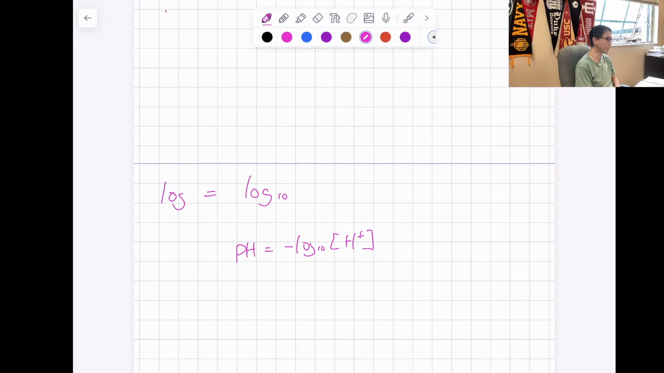So sometimes people ask, when do I use log? pH. You're going to use log a lot in different math classes and different science classes. For example, the earthquake scale. The earthquake scale is also in terms of logarithm.